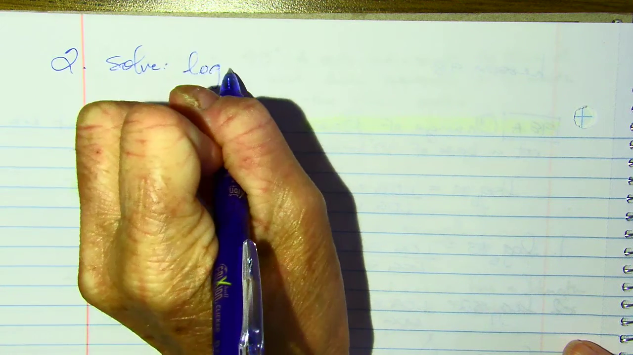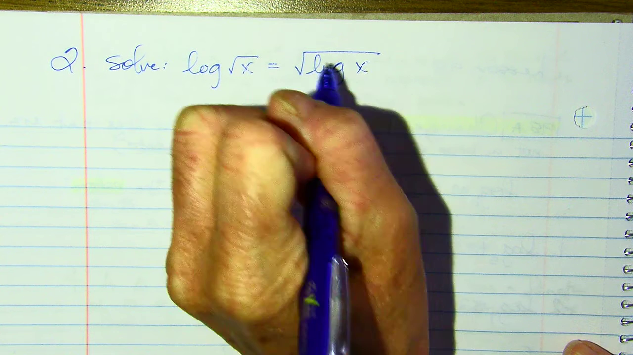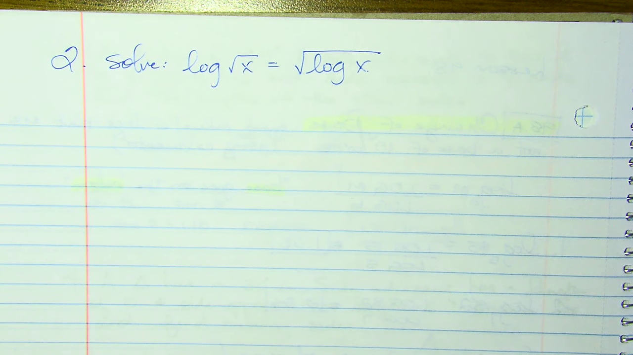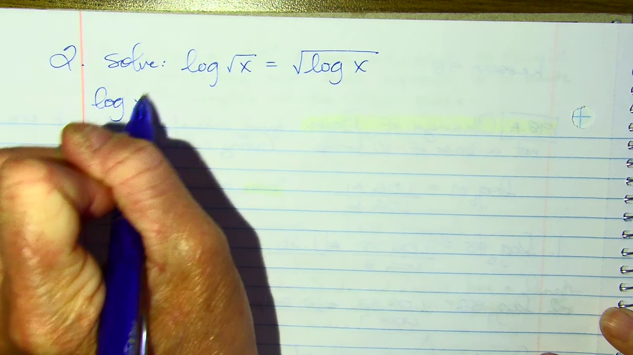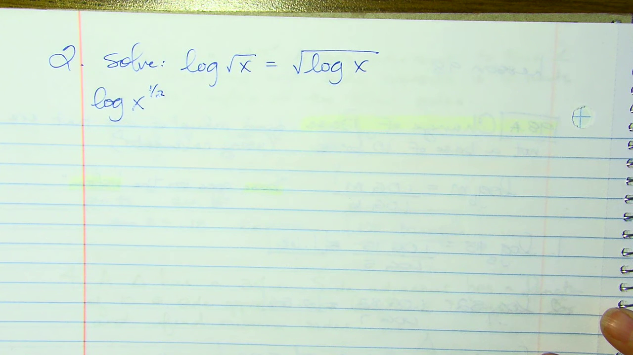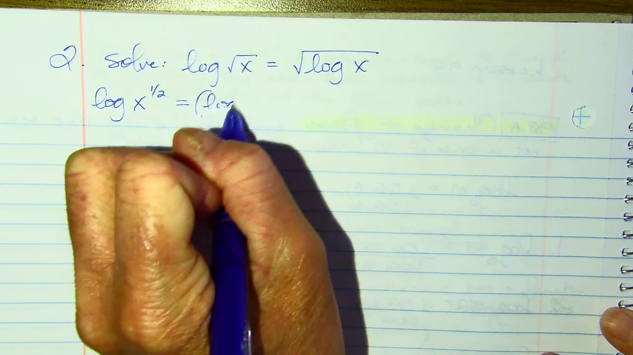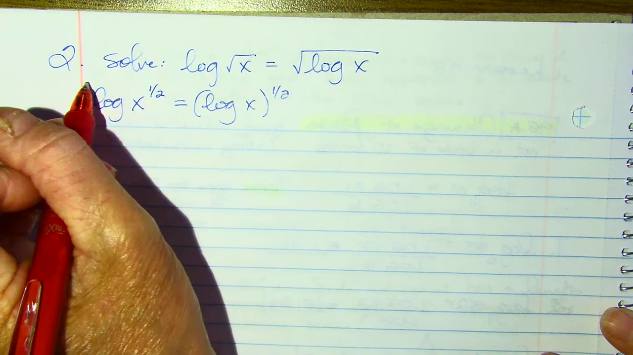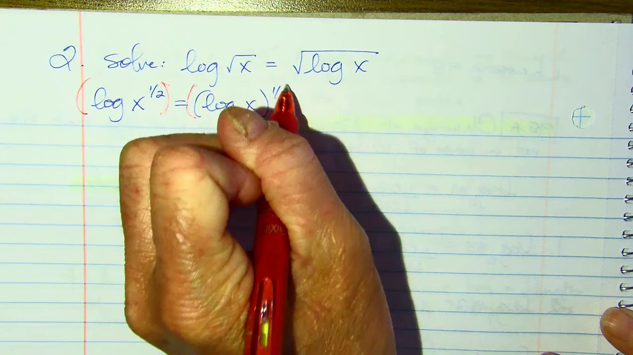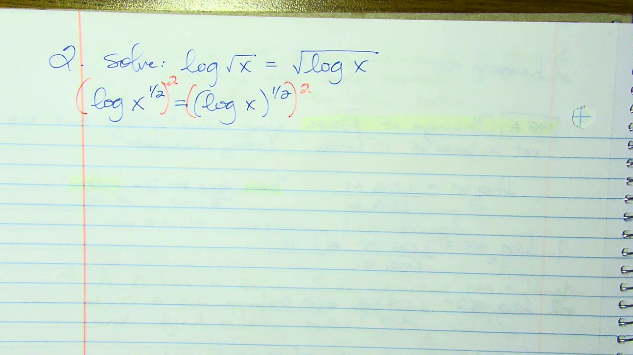Solve log root x equals the square root of log x. So let's first talk about what I have here. I'm going to rewrite this as the log of x to the 1/2, because the root of x is the same as the exponent of 1/2, equals the log of x to the 1/2. Now, as I told you earlier, to get rid of an exponent, we raise both sides to the reciprocal, and 2 over 1 is the same as 2.